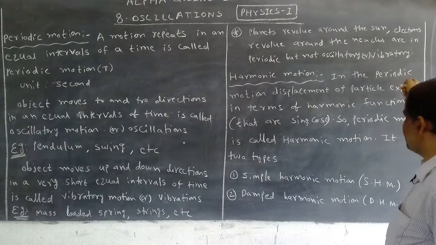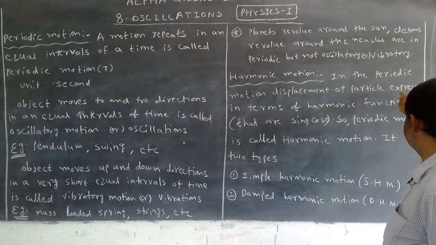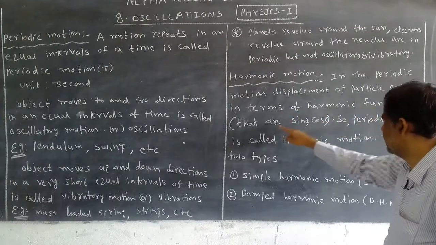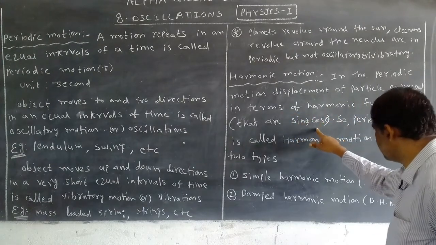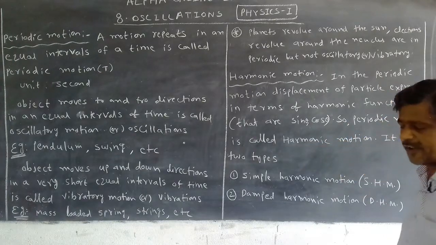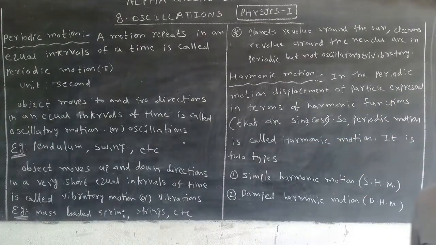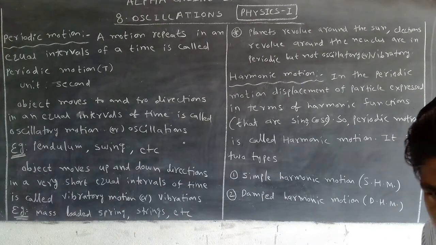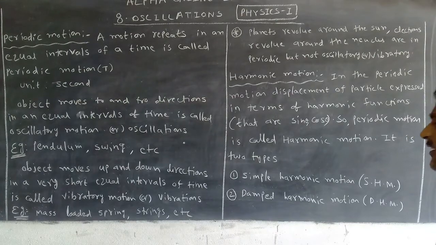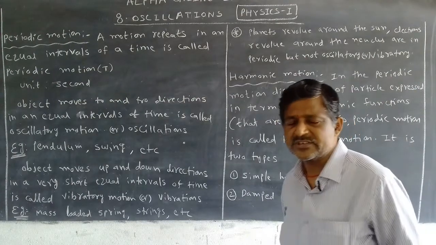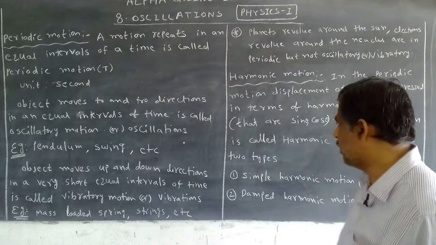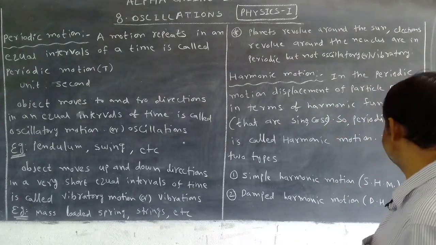In the periodic motion, displacement of the particle is expressed in terms of harmonic functions, that are sin theta, cos theta. So periodic motion is called harmonic motion. Why is the periodic motion called harmonic motion? In the periodic motion, displacement of the particle is expressed as either sin or cos. That's why it is called harmonic motion.